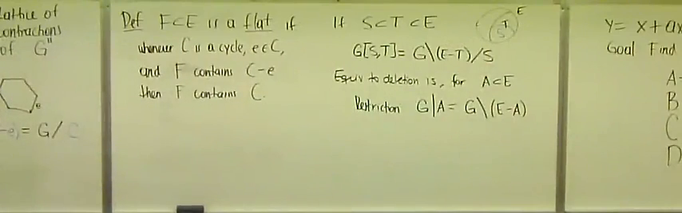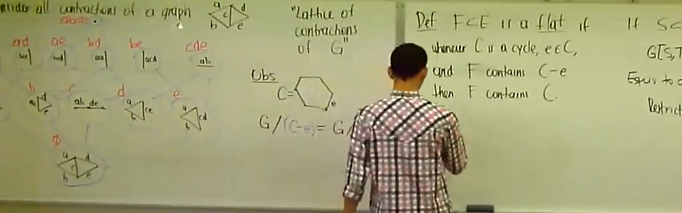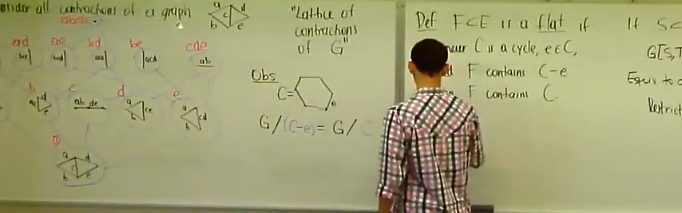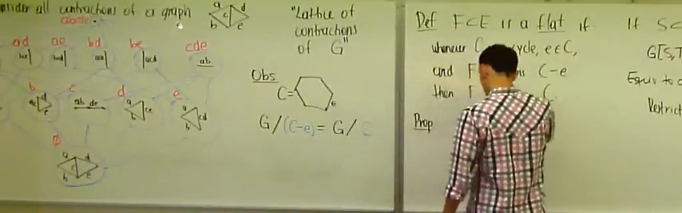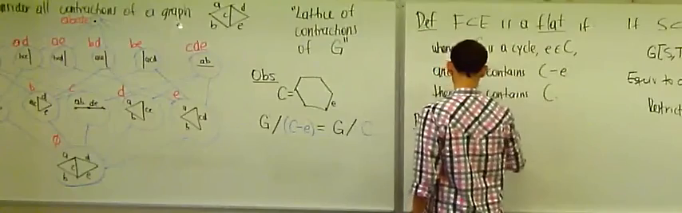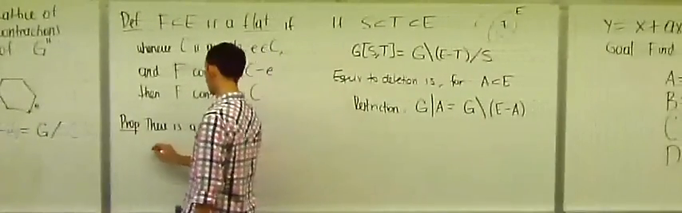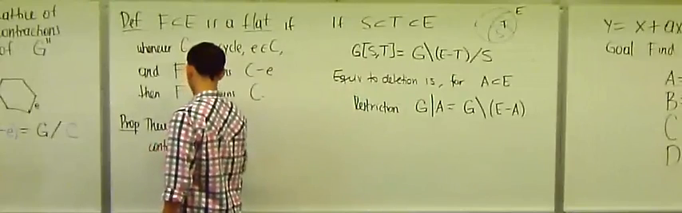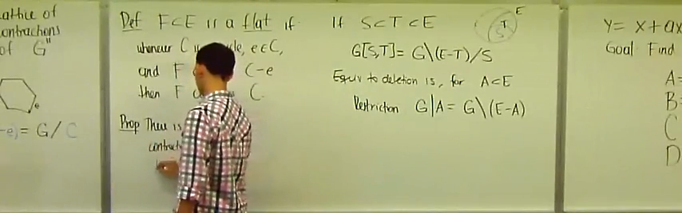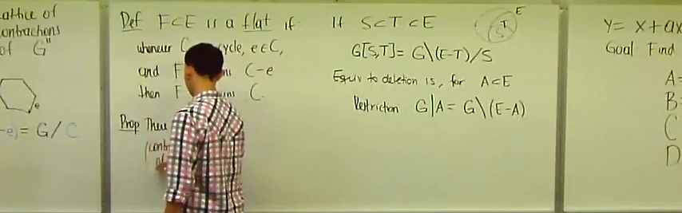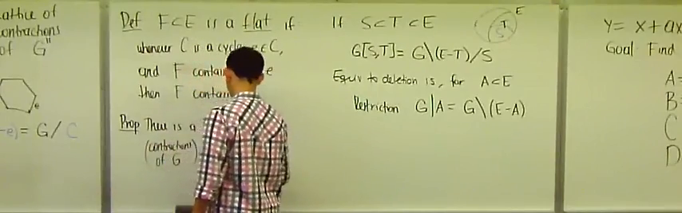And so what I claim is that these red sets that I have here are exactly the flats. Okay? So here's my claim. There's a bijection between contractions of the graph and flats of the graph.